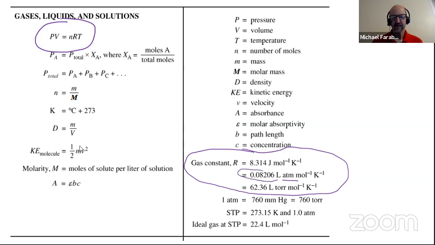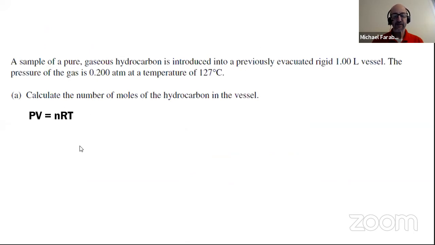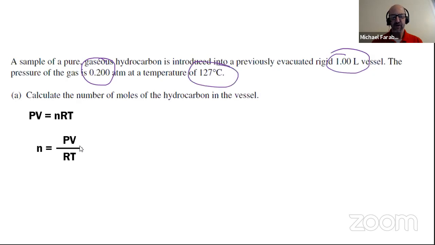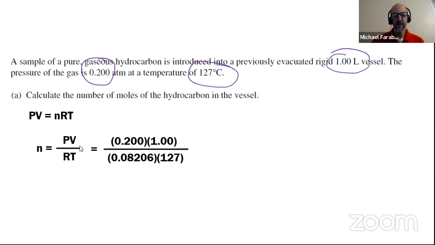So I've got PV equals nRT. I'm going to solve for moles. And I already see that I have a pressure, I have a volume, and I have a temperature. So I'm going to go ahead and set this up, PV over RT, where R is 0.08206.